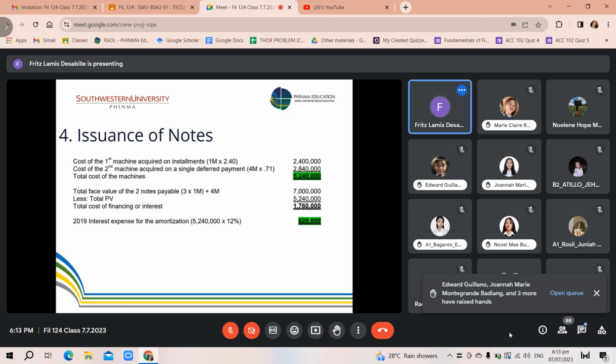Cost of the first machine, that's the 1 million multiplied by 2.4. 1 million for 3 years multiplied by the present value factor of ordinary annuity of 1 at 12% for 3 periods. The second machine is the present value of 1 for 3 periods multiplied by the 4 million lump sum amount. Total cost of the machine. Now, we did not add the 50,000 repairs during installation, because again, the 50,000 was a result of mismanagement.